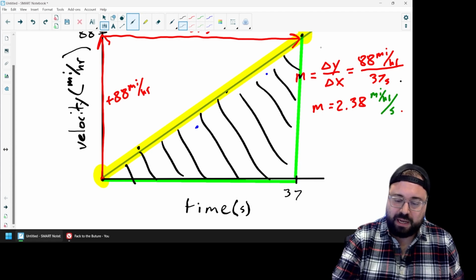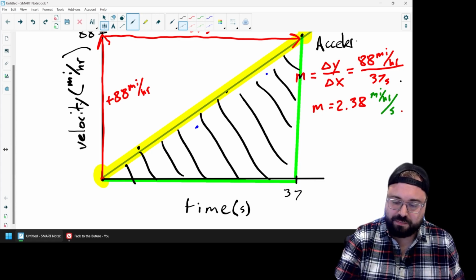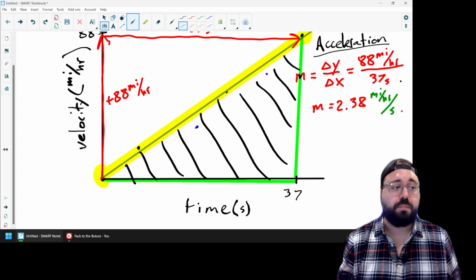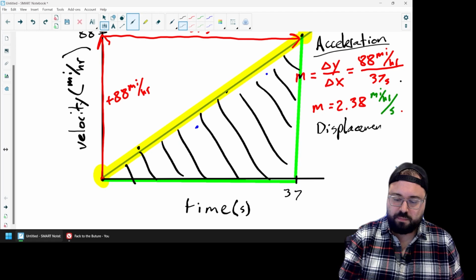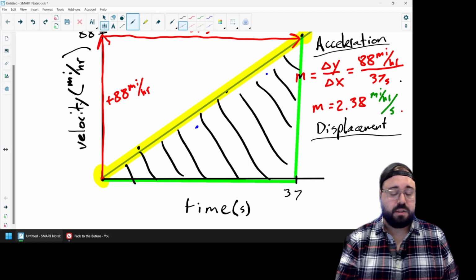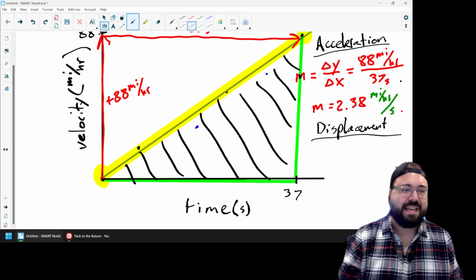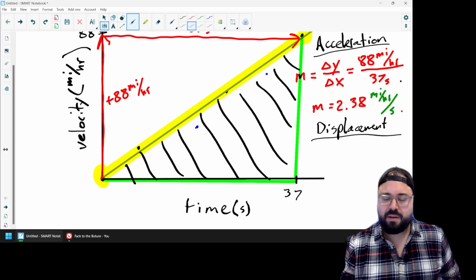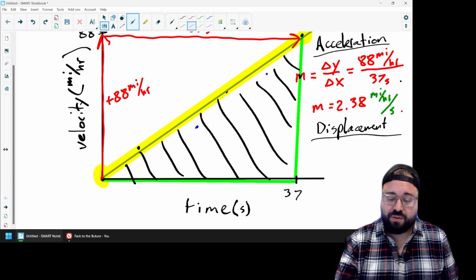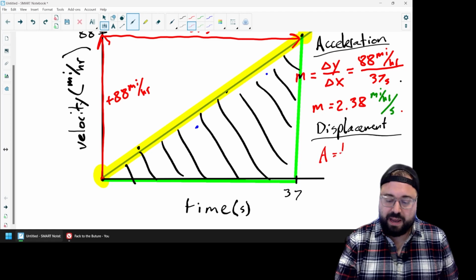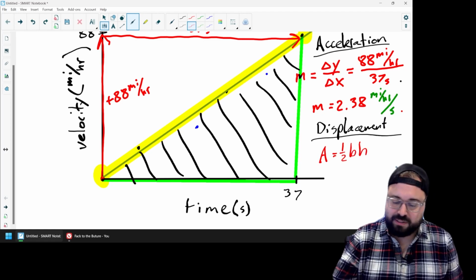So, just to recap, finding acceleration we can do by finding the slope of this line. But finding the distance traveled, or more specifically displacement, we can do by finding the area of this shape. So we have a triangle here, guys. Does anybody remember the equation for the area of a triangle? It is 1/2 base times height. Now, check out how this works, because this is actually pretty nuts.